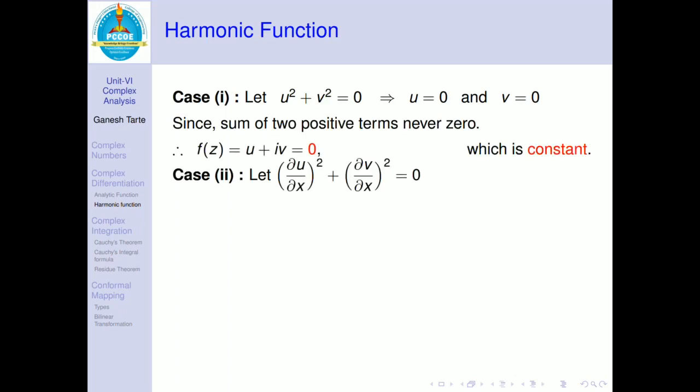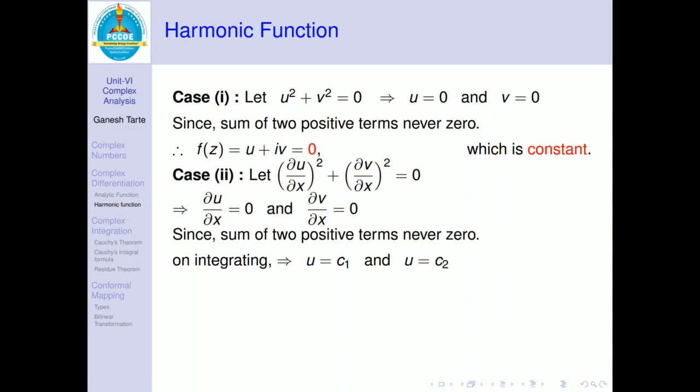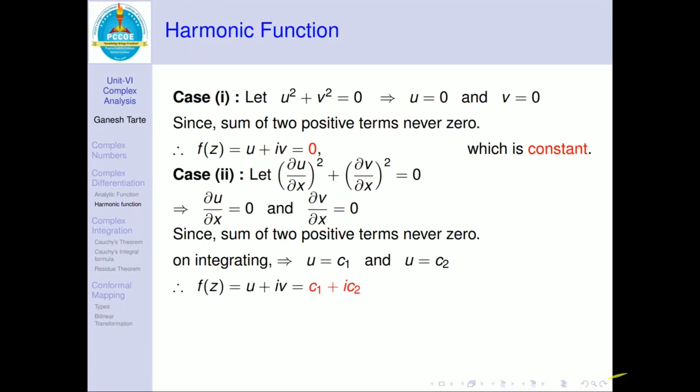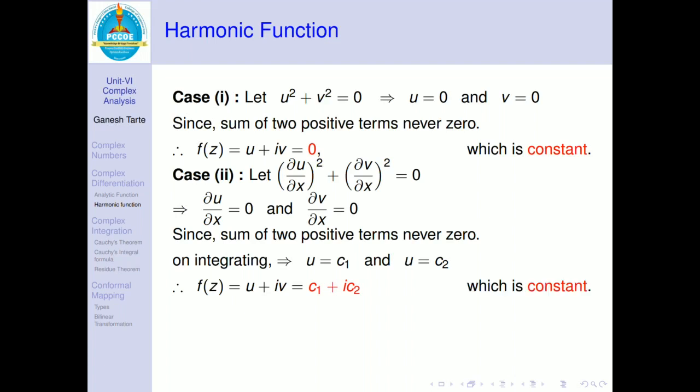Case second, if (∂u/∂x)² plus (∂v/∂x)² is 0, which implies ∂u/∂x is 0 and ∂v/∂x is equal to 0. So on integrating, we get u is equal to c1 and v is equal to c2, and therefore f(z) is equal to c1 plus i times c2. But c1, c2, i all are constant, so we can say that f(z) is constant, and hence in both the cases we proved that if an analytic function f(z) with constant amplitude is given, then that function is constant, f(z) is constant.